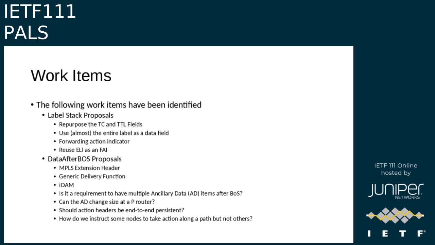Is it a requirement to have multiple auxiliary data items after the bottom of stack? Is it one packet, one AD, or is it multiple ancillary data items? Can the ancillary data change its size as it goes through a P router? Should the action headers be end-to-end persistent? That is to say, should we record all the actions that happened on a packet so they're there at arrival, or is it okay to discard them? And how do we instruct some nodes to take actions along the path but not others?